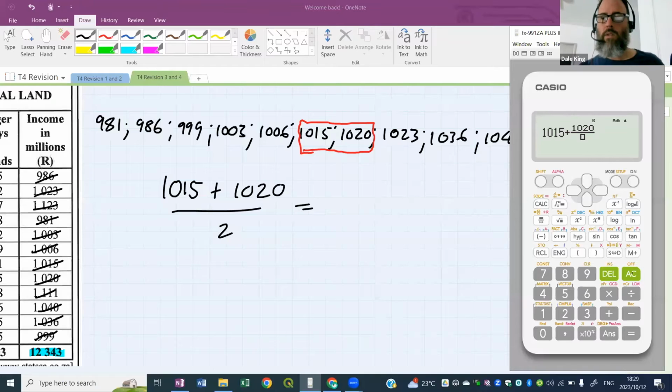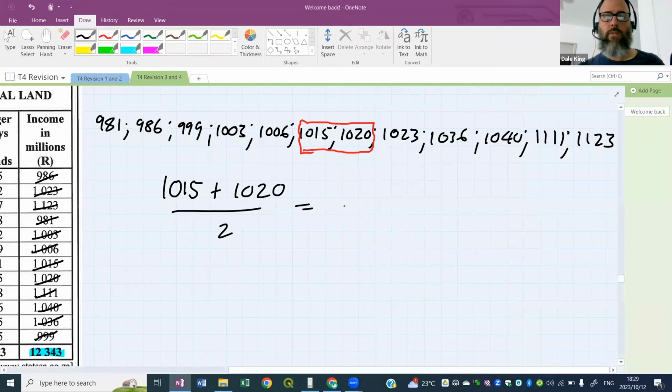Will it? No, it won't. Let's just do the fraction like this. 1015 plus 1020, and then it's divided by 2. There we go. 10175, 10175. Now the decimal was here. All right. I need to add zeros.